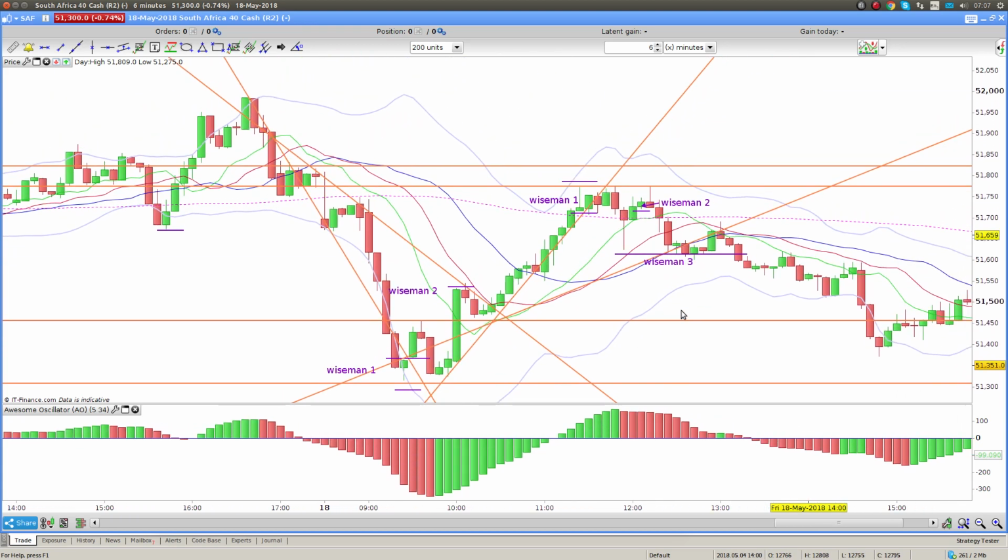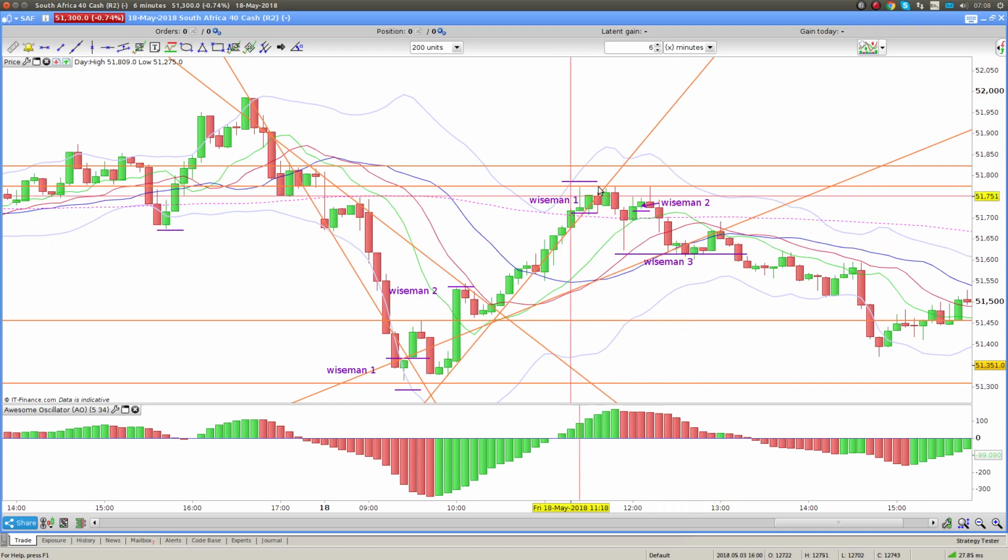Okay, now the entry. So wise man number one would be a relatively small contract size. Wise man number two is basically the confirmation that your first entry was correct, so you increase your trade size, okay? And then wise man number three, you'll add to your initial trade.